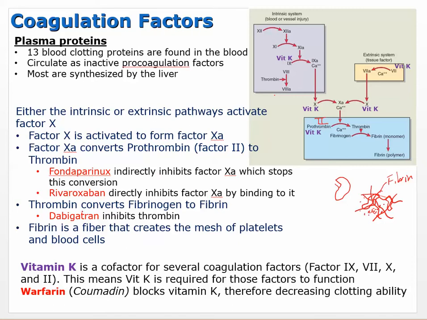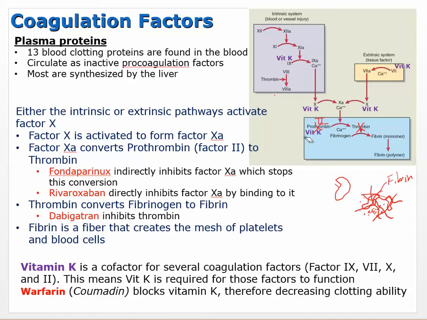And then thrombin, so the next step, converting fibrinogen to fibrin, well, dabigatran is a drug that inhibits thrombin. So it blocks thrombin, so thrombin can't turn that fibrinogen into fibrin. So that's a couple of mechanisms, 3 drugs, two mechanisms right there. Fibrin is a fiber that creates the mesh of platelets.